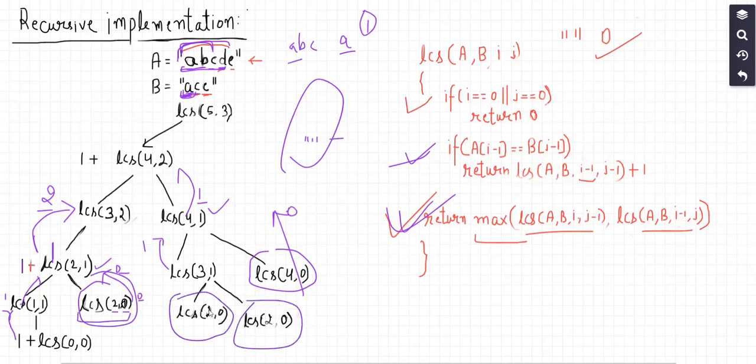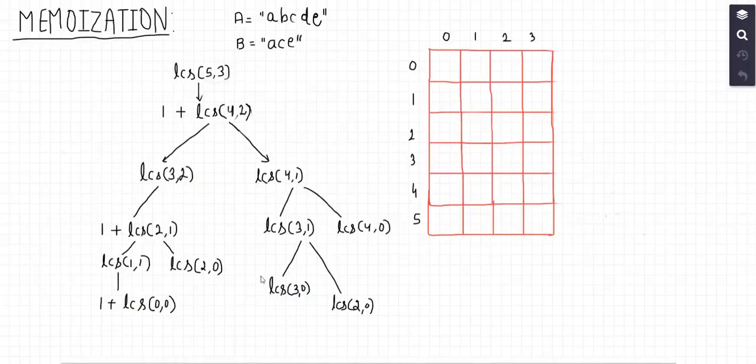So this should not be 3 and 1. So this should not be 20. It should be 2 1 and 3 1 and 20. So this function is repeating, 20 is repeating here. Therefore, we have to memoize this code. We can memoize this code so that we can reduce the time complexity. And let's see how we can memoize this.